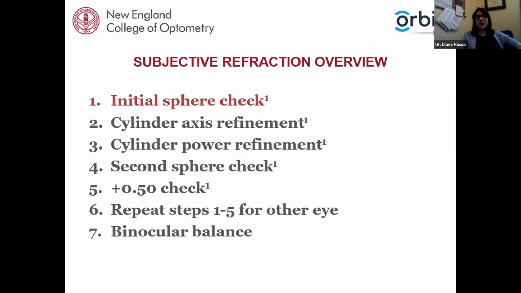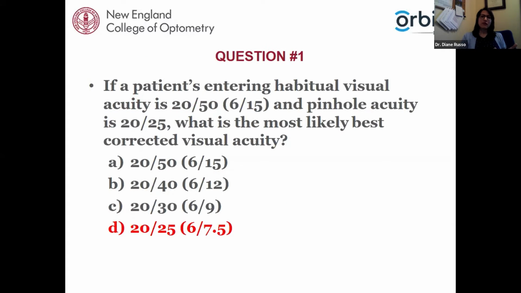So now that we've done our pinhole acuity, after entering visual acuity, we'll have a sense of what the patient's best corrected vision is. And just to go back for a moment, in this example, if the patient's pinhole acuity did not improve, so the entering acuity was 20/50 and the pinhole acuity was 20/50, then we should be suspecting that there could be an ocular disease that's causing the reduction in vision. And so we shouldn't be spending a lot of time on the subjective refraction for this eye trying to get it much better than 20/50.